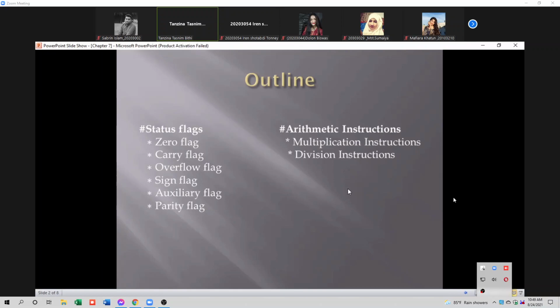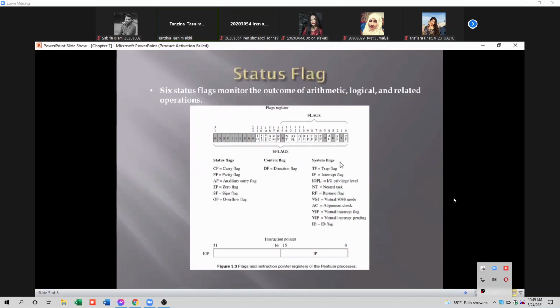For Pentium processor, all these registers are 32-bit registers. So we can call the flag register the extended flag register, and another control register is the instruction pointer, that is the extended instruction pointer register. Again, we can divide the flag register into three categories: status flag register, control flag register, and system flag register. In total, the Pentium processor has 17 32-bit flag registers, divided into these three categories.